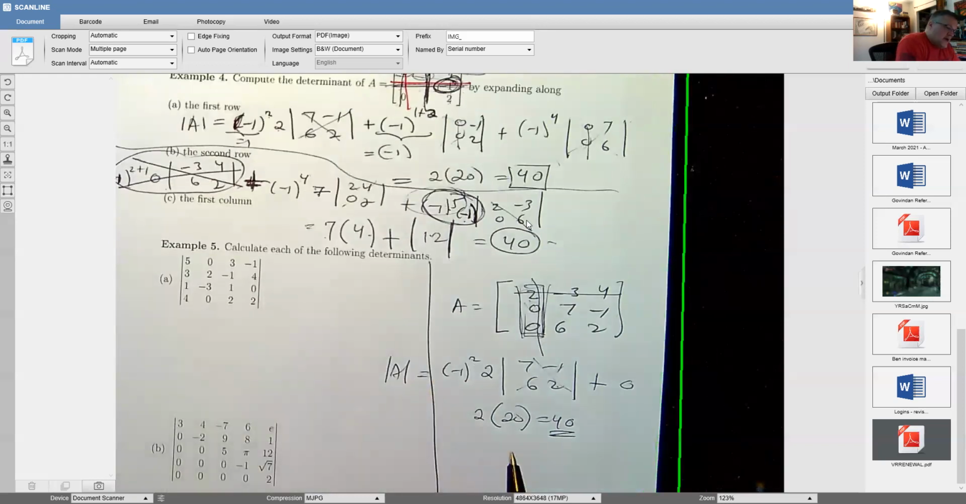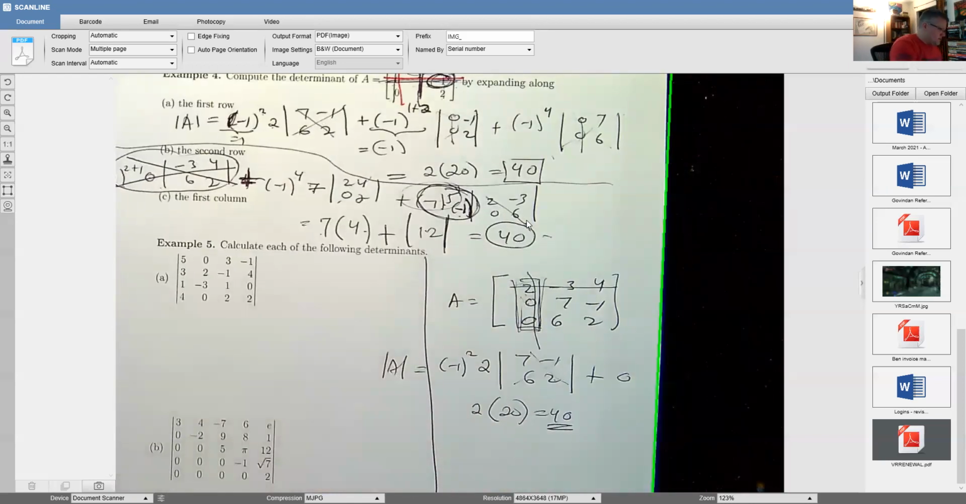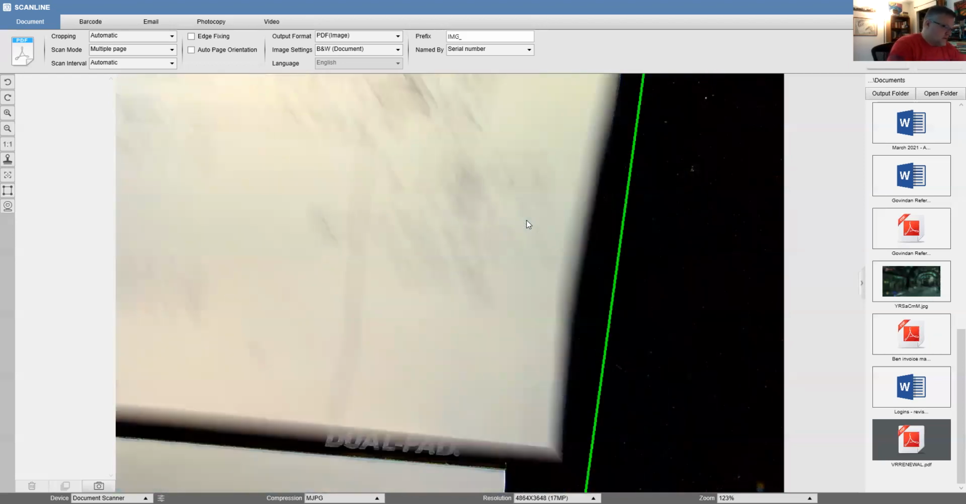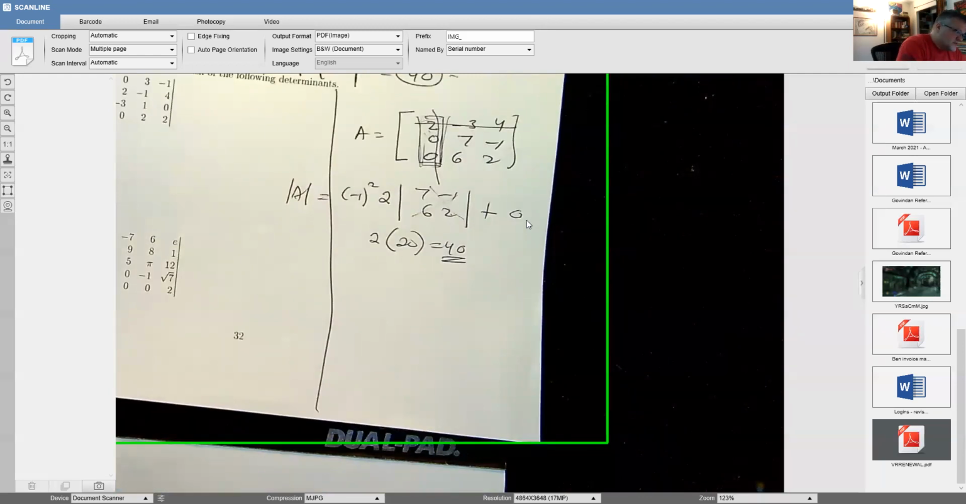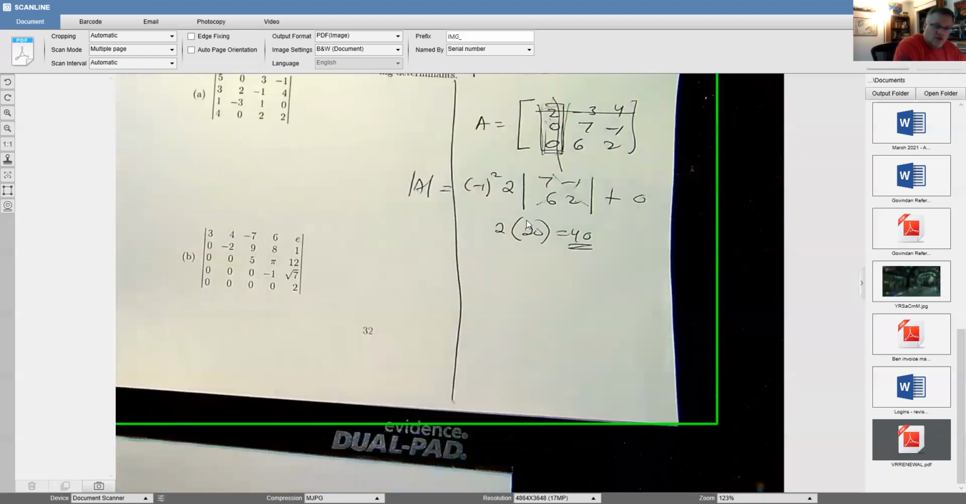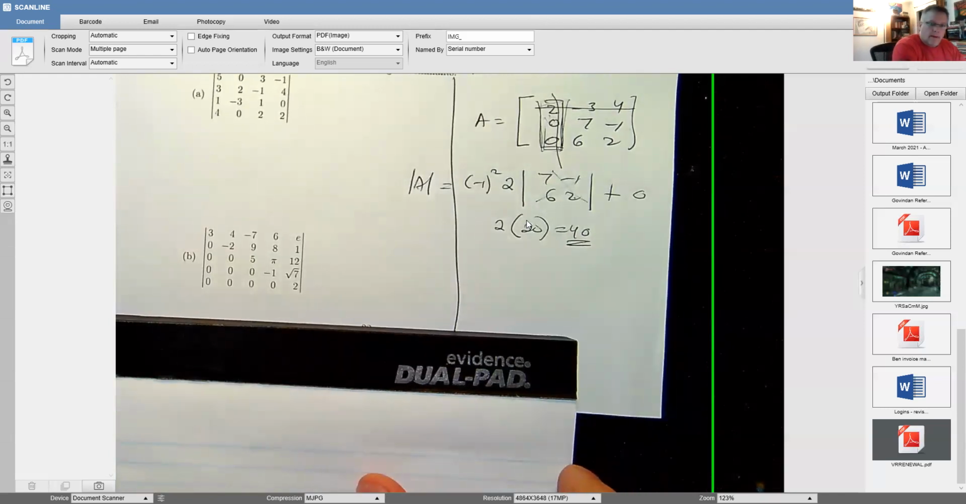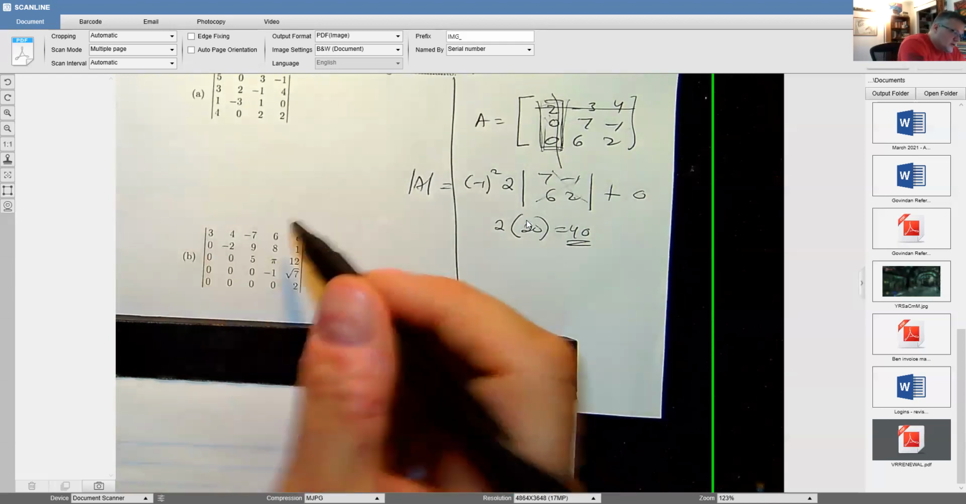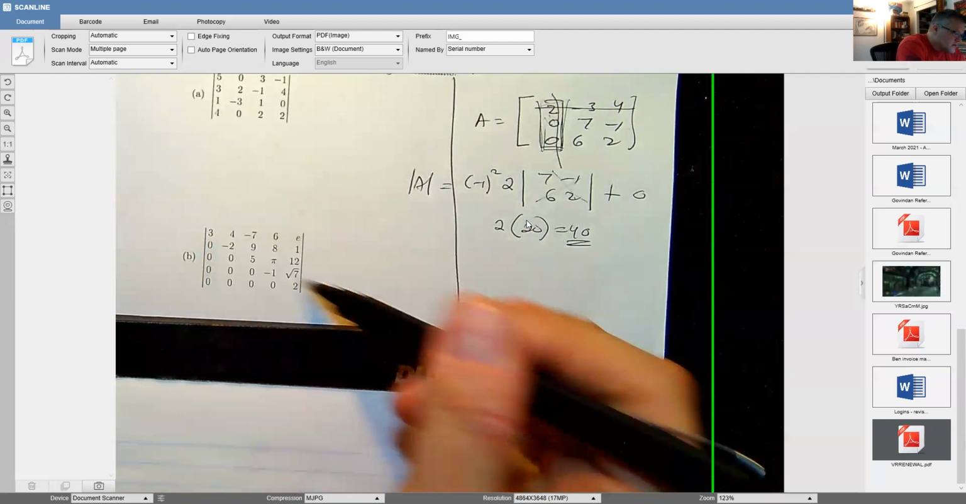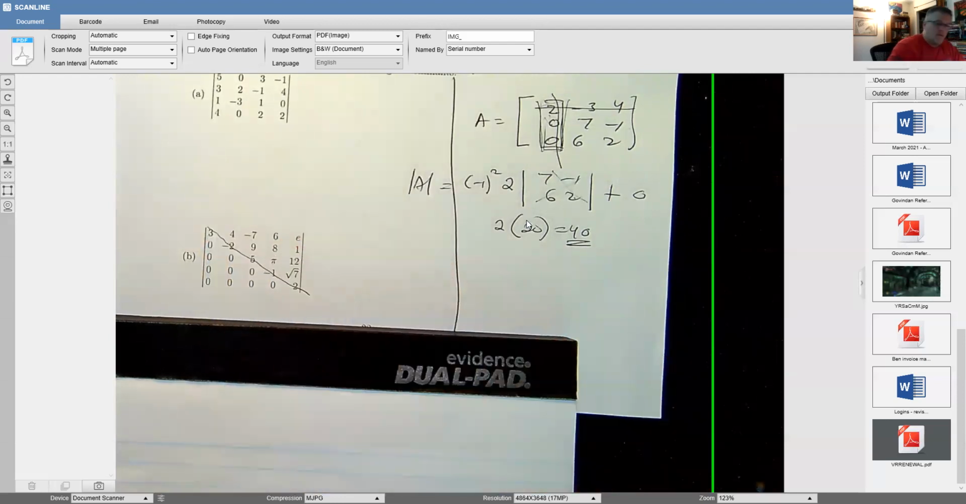Okie doke. Now, let's just choose one of these to do. We don't need to do 17 million examples. But let's do part B. So I'm doing the same thing. We want to compute the determinant, but now of a 5 by 5. But why don't we just notice this is an upper triangular matrix? And so upper triangular matrices are really kind of easy to compute the determinant of, as we'll see.